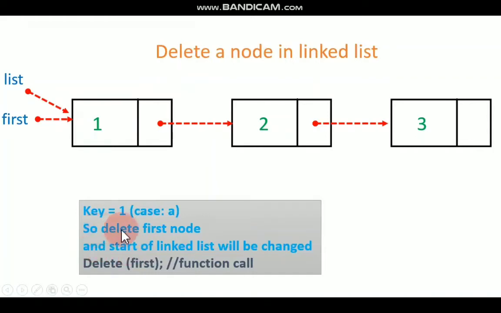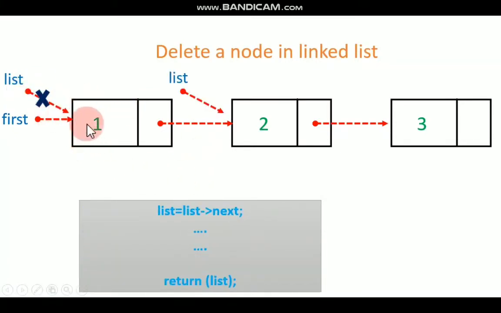So if we delete the first node, the start of the linked list will change. When we call the delete first function, first will be passed as the actual argument and will be copied in the list. So now my list is also pointing at the beginning of the linked list. If I just want to delete the first node, as my list is pointing here, I can make it point here. So I will write list is equal to list arrow next. So this list will come here. This link is broken and my list is here.